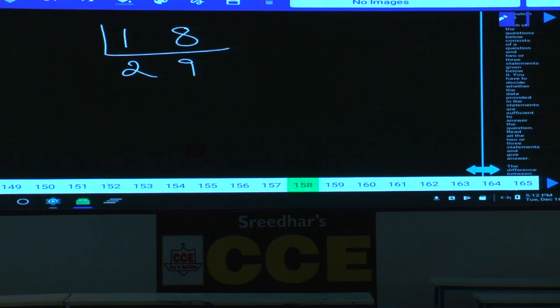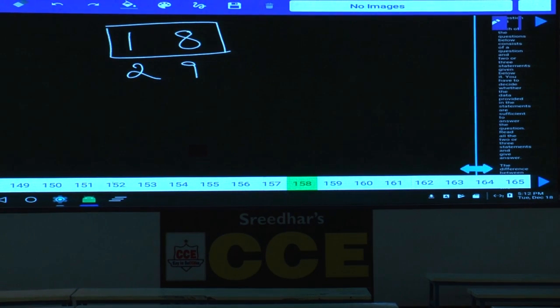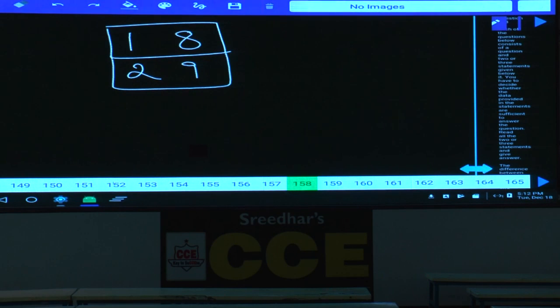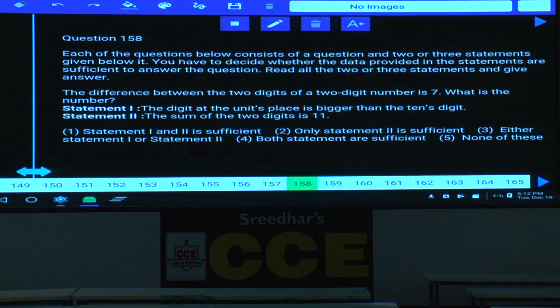In the first case, the difference of digits is how much? 7. The units digit is more than the digit at the tens place. And in the second case also, the second combination, the difference of digits is 7 and the units digit is more than the digit at the tens place. How many different numbers are possible now? There should be only one possibility. Everyone should get a unique answer, but there we are getting 2 options. So 1 alone is not sufficient.